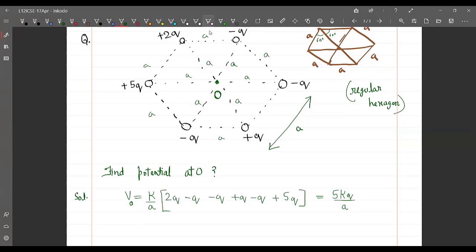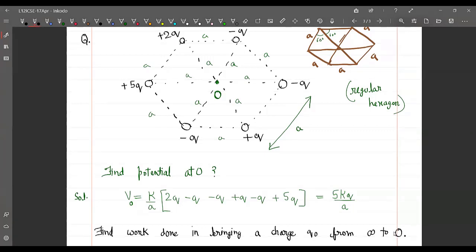Is this clear? Yes, sir. Okay. Next part of the same question. Find the work done in bringing a charge Q naught from infinity to O. You're bringing a charge Q naught from infinity to O to find the work done.